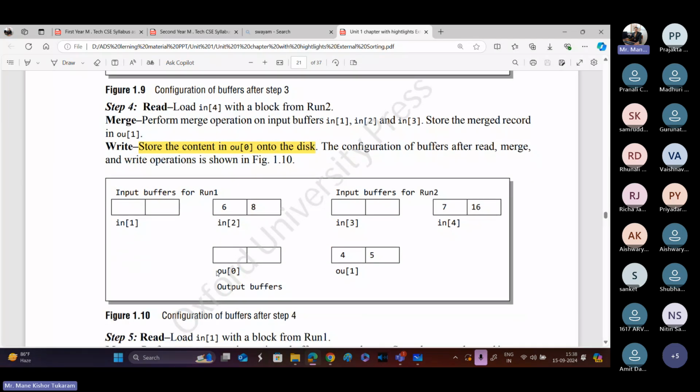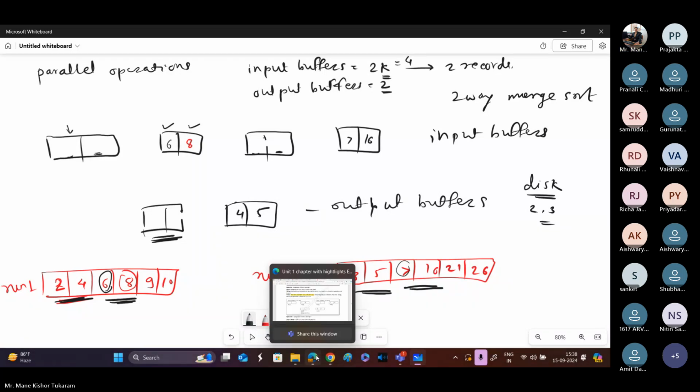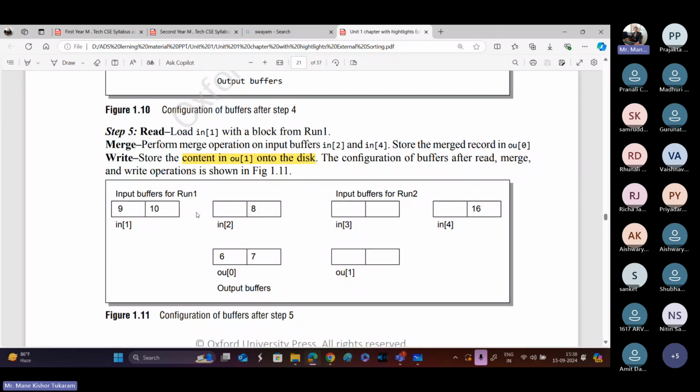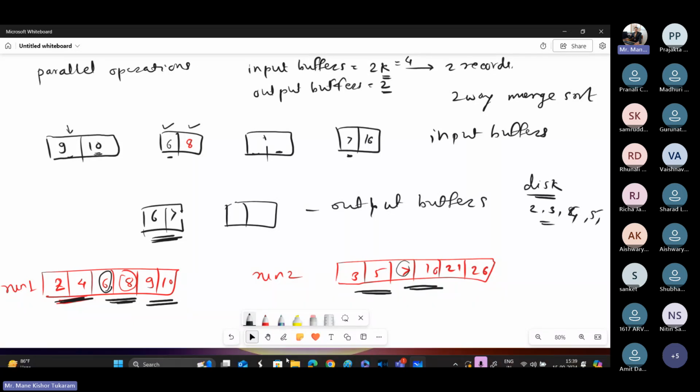Okay, and so this is the fourth step. So we just store this particular 4 and 5 over here, that is in the available output buffer. So I load over here 4 and 5. Now what is my next step? My next step is load the next input. Okay, so which is the available input over here? Next is 9 and 10. So I simply load 9 and 10 over here, and from this particular 6 and 7, I just load that 6 and 7 over here, and I move this particular 4 and 5 to the disk. 4 and 5.